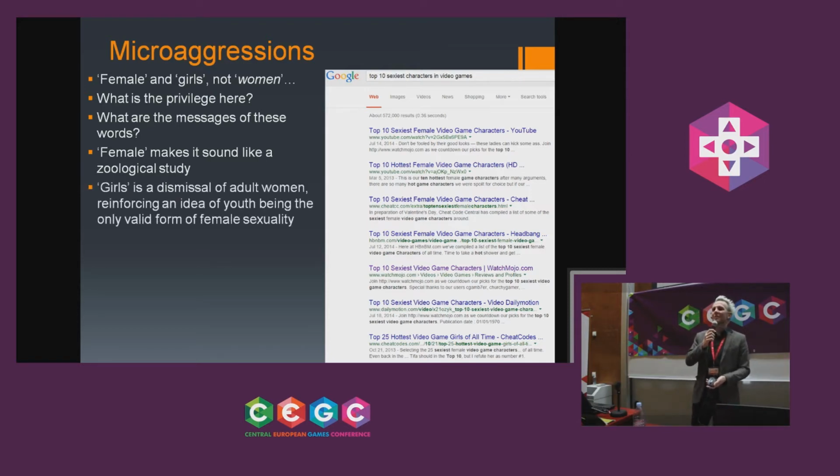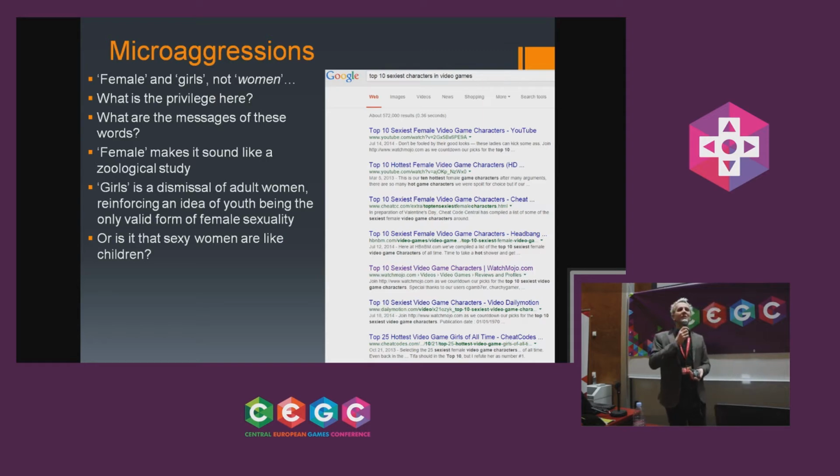And girls sounds like it's kind of dismissal of being an adult woman, reinforcing the idea of youth as being the only valid form of sexuality. You're going to be sexy if you're a girl. Women aren't allowed to do that. Or is it that sexy women are like children, that you really shouldn't? I mean, they're a little bit immature. They don't know what they're doing. They need a man to look after them. These are words that we hear all the time, and it's kind of weird.